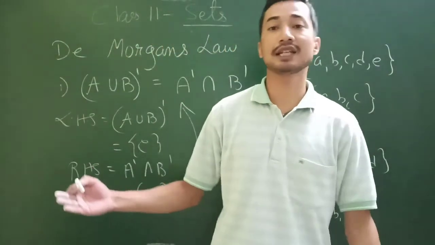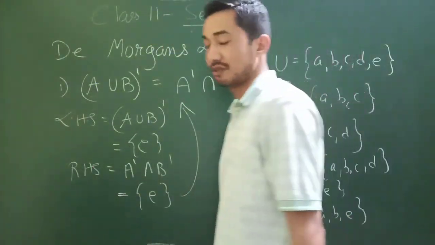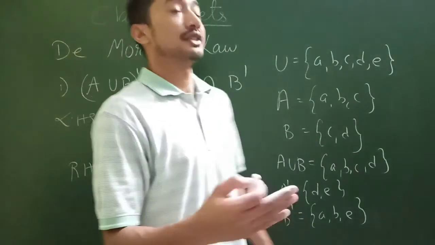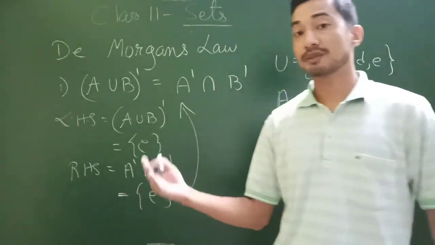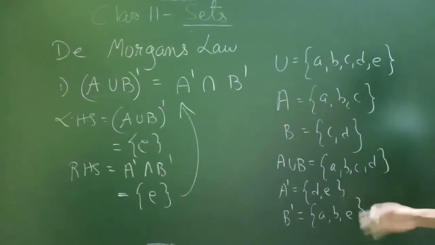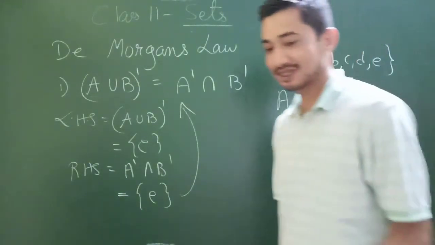In the other way, the second De Morgan's law also can be verified. You can note down if you want. So in the next property, you can just prove it by using the same sets that I've given you, and then see for yourself that it's really true, isn't it?